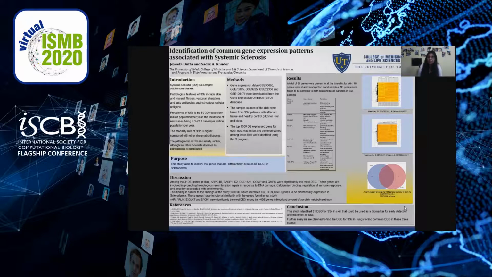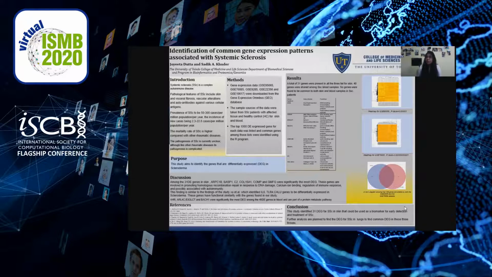We studied systemic sclerosis, which is an autoimmune disease, and it is a complex one. I would like to tell a little bit about the biology of the disease. Like other autoimmune diseases, it is also very complex. Its pathological features include skin and visceral fibrosis, vascular alteration, and autoantibodies against various cellular antigens. It involves thickening and hardening of the skin tissue and other connective tissues.